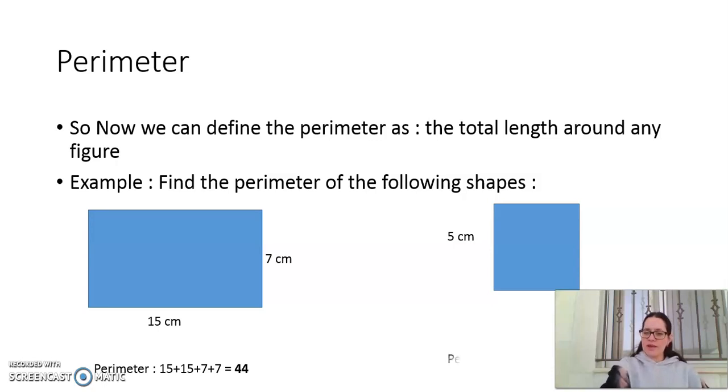For the square, I have four sides that are equal in length. So the perimeter will be 5 plus 5 plus 5 plus 5, which is equal to 20 centimeters.